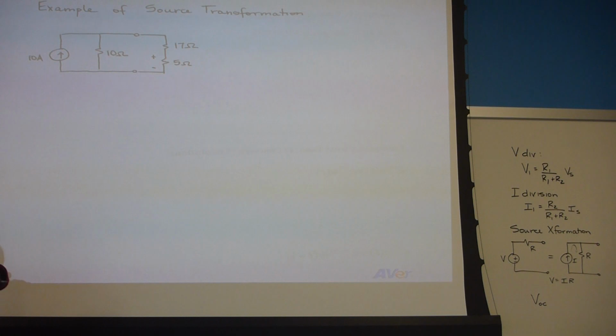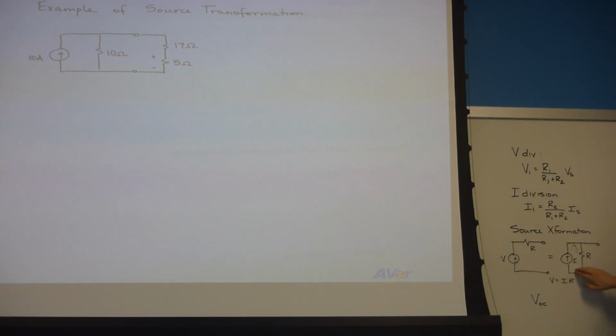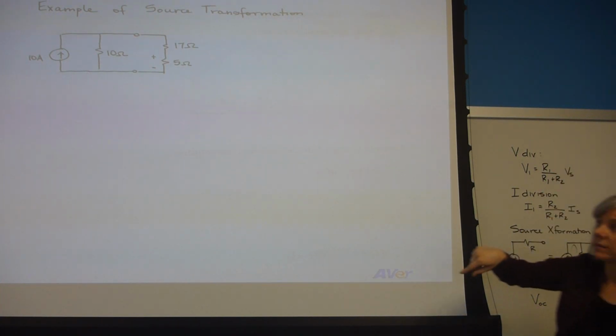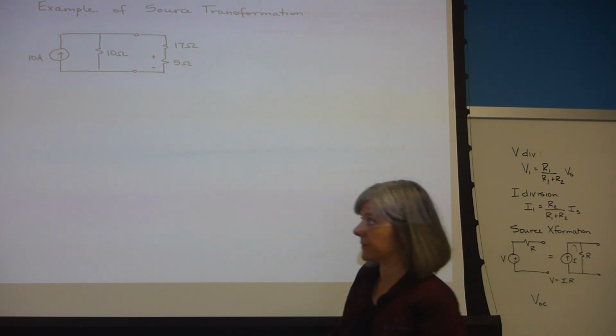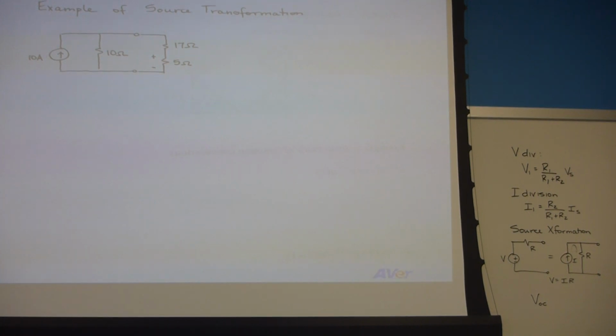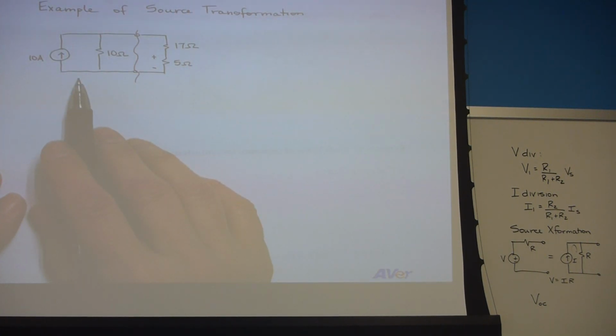Instead, what I'm going to do is say, look, if I could rewrite this in this format, all I'm doing is replacing the current source in parallel with the resistor with its equivalent series connection. Then I just have one big series circuit going all the way around, and then it'd be perfect for voltage division. So let's do that. Again, I'm dividing the circuit this way, and I'm just going to use this part and make the equivalent voltage representations.